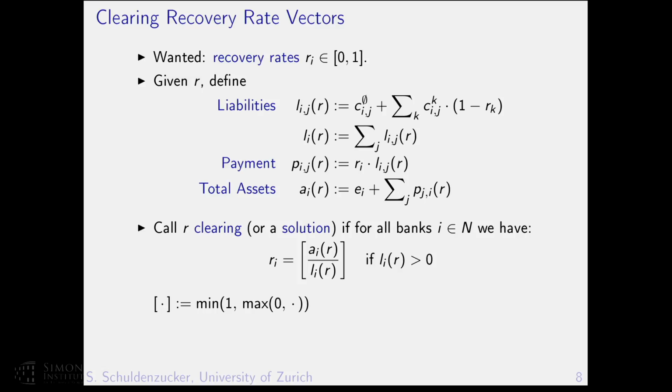As follows, we call it clearing if the recovery rate is the assets divided by the liabilities, and then we restrict this to the interval [0, 1], because the recovery rate cannot be above 100%. And if the liabilities are 0, then we just make no restrictions, because if you have no liabilities, then your recovery rate doesn't matter. So we just say everything is okay. Good. So we can prove that such a solution always exists. The proof is by continuity of this function a_i divided by l_i, and then you apply a fixed point theorem.